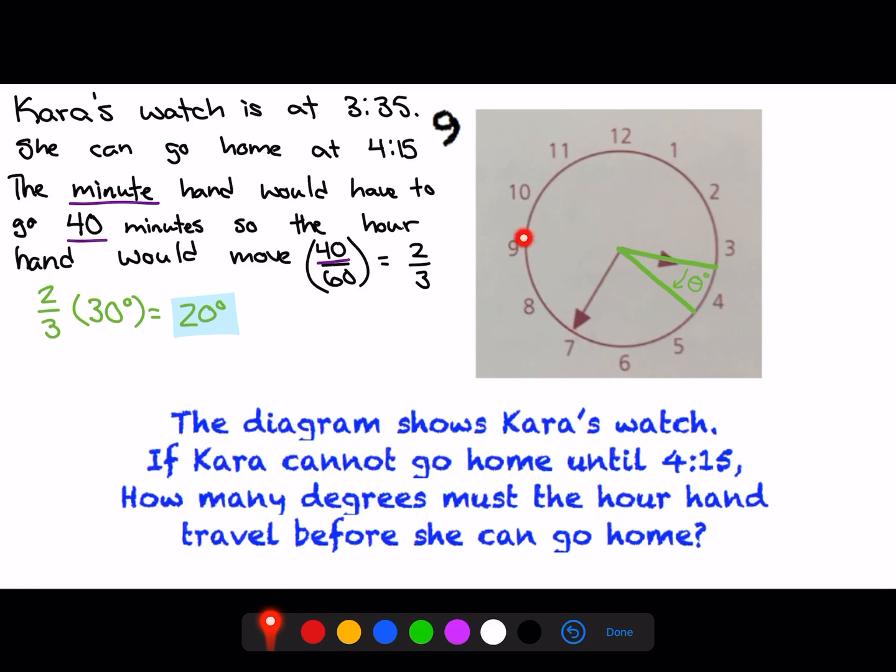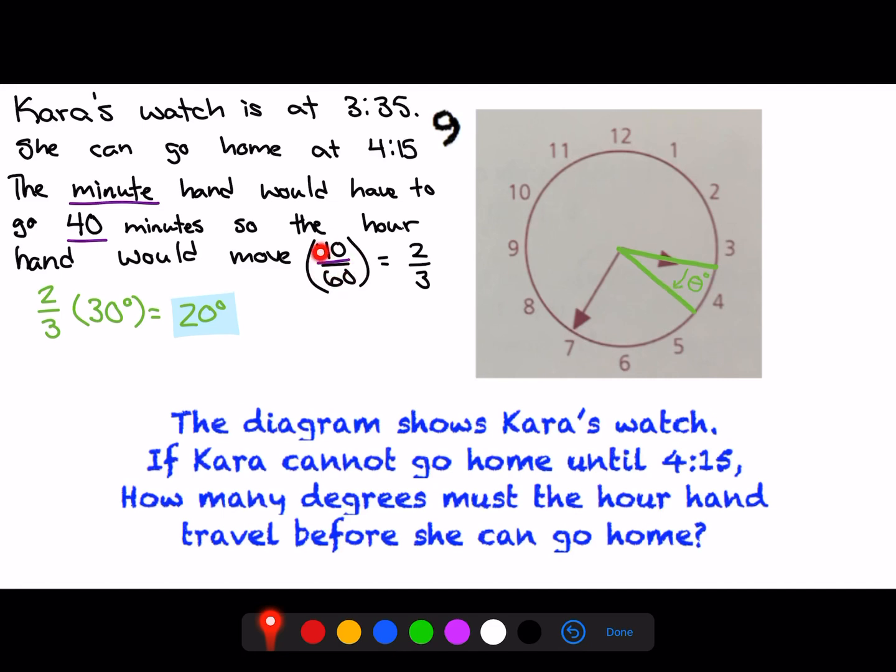So it needs to travel 40 minutes until she can go home. Well, we can determine how much an hour hand has moved in 40 minutes. The way that we can do that is we take that 40 minutes and divide it by the 60 minutes in an hour total, because I know that my hour hand moves 30 degrees per hour.